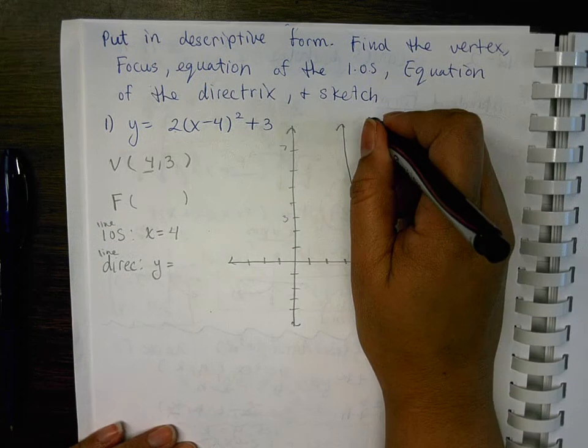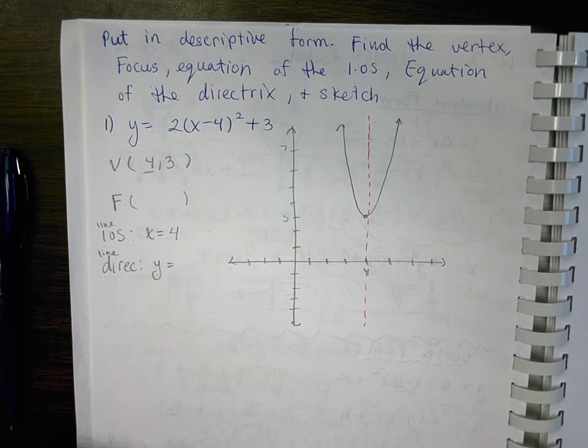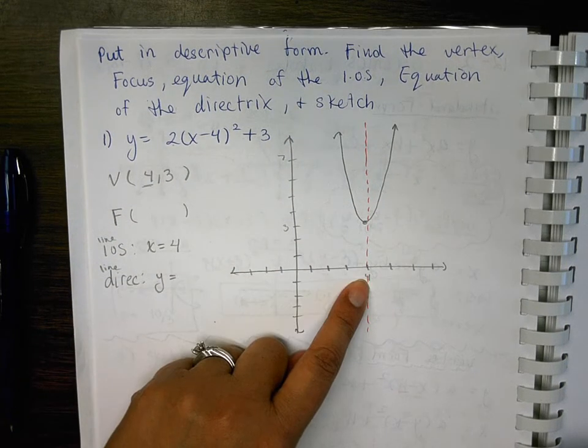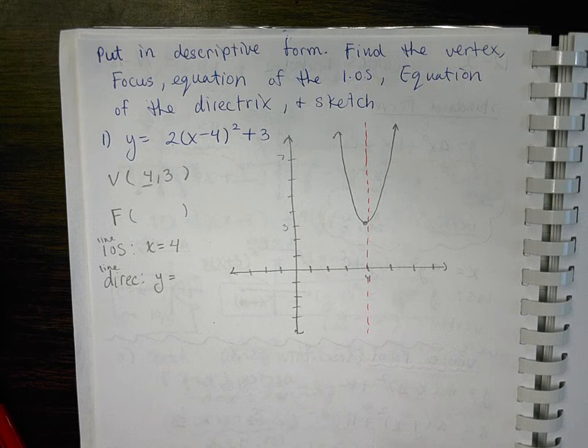That is part of my sketching. And is it the line x equals 4? Does it go through the 4 on the x-axis? All right. Okay, so we graphed it. What did I say I'm going to find first? The focal length. What's the focal length formula?